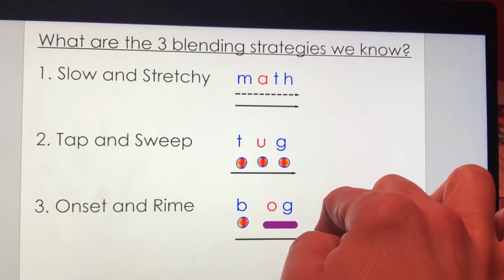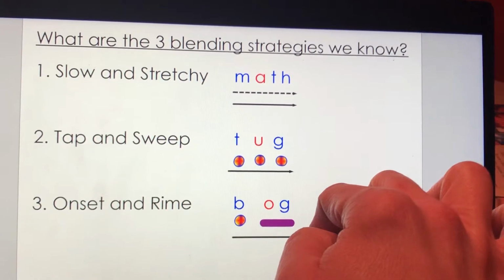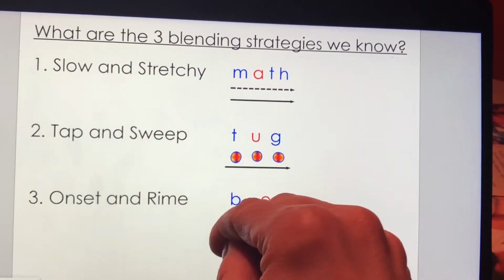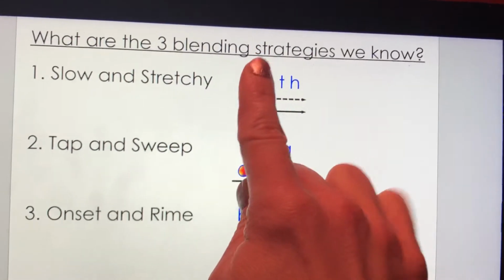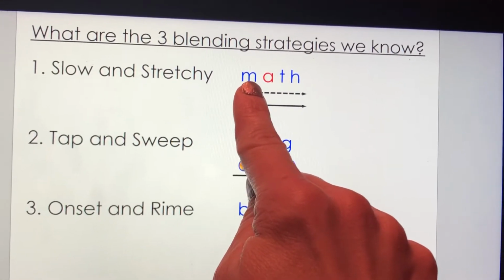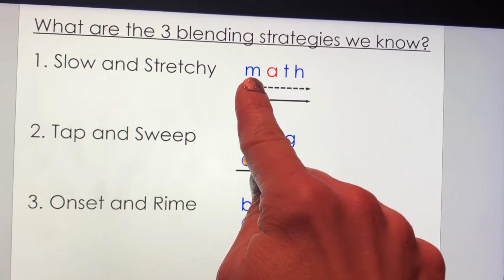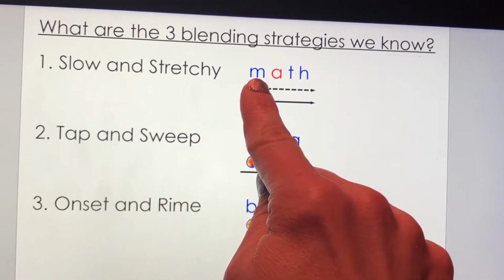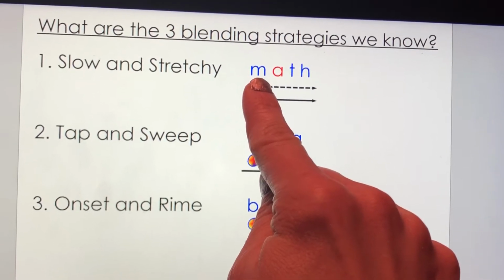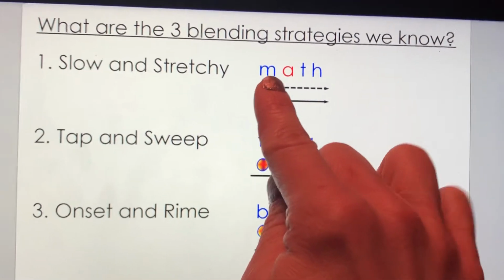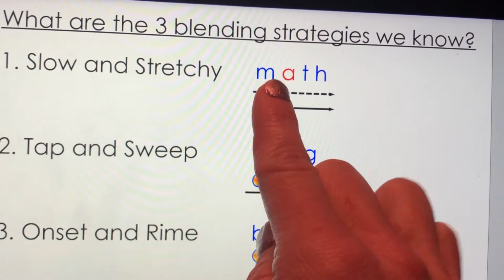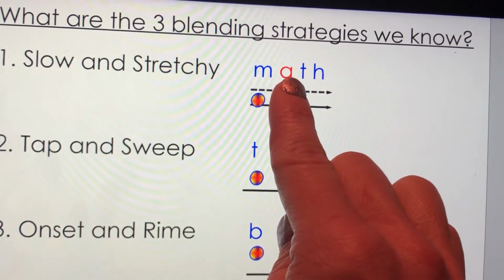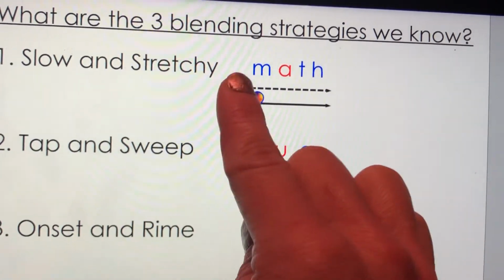Okay, so I'm going to show you what slow and stretchy looks like and sounds like with our first example word, and then I want you to try it with me. Okay, I start right here underneath the first consonant, which of course is a stretchy sound. If you're not sure what a stretchy sound is, go back and check out the letter sound review video. Okay, here we go. Math.